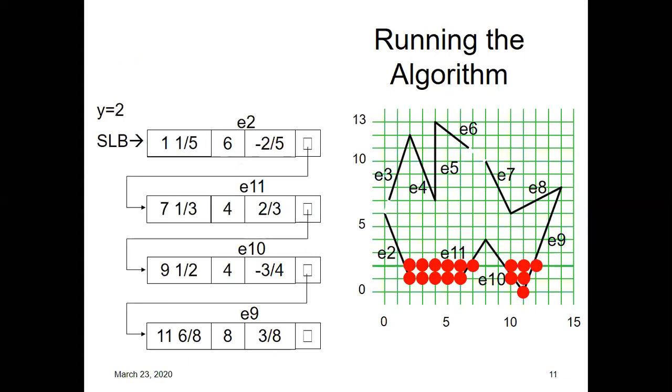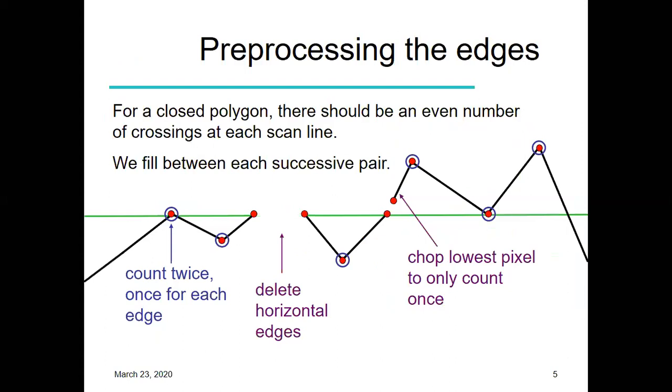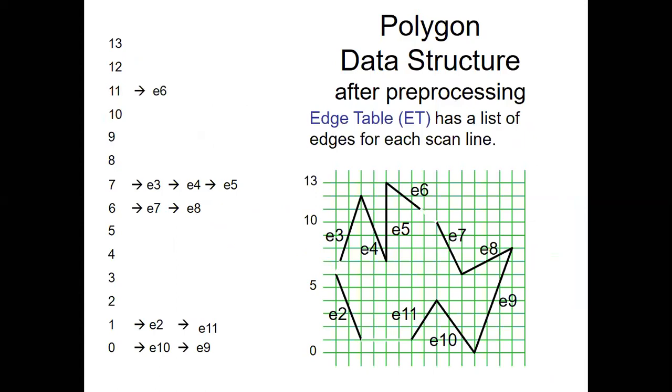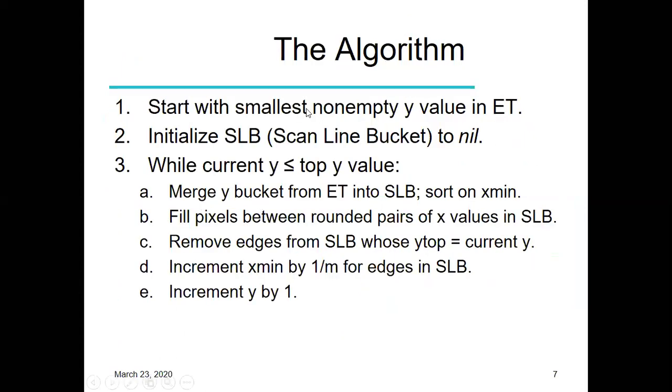This is what the general scanline filling algorithm does. Now I'll come to this particular algorithm. Start with the smallest y, that is y equal to 0. Initialize, and while current y goes from 0 to 13: merge this to this, sort on x minimum, fill pixels between rounded pairs of x values, remove edges where the scanline bucket's y top is equal to current y, that is, we'll no more have the edge. Increment x min by 1 by m. That's what we did. That's the mathematics: x min plus 1 by m.